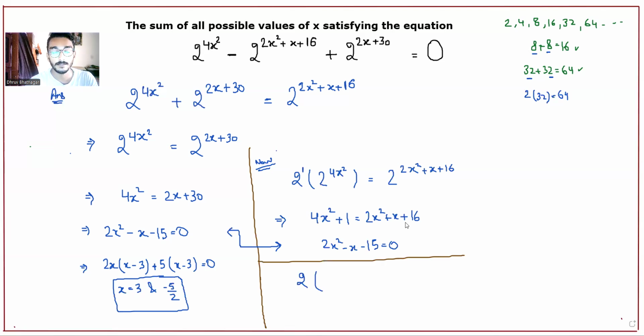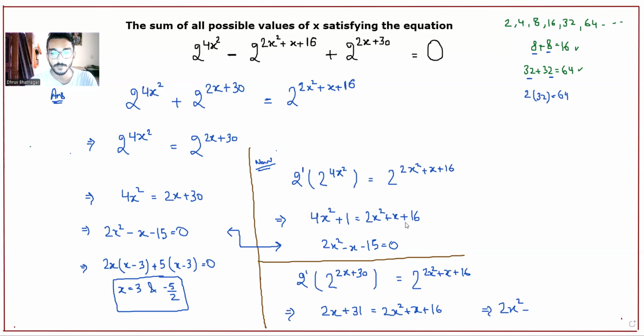If I have taken the second term, that is 2x plus 30, would I get the same equation back? Let's see. So the net power of left hand side is 2x plus 31 equals to 2x square plus x plus 16. I will get the same equation back. Correct. Means it is being verified. So I will get the roots 3 and minus 5 by 2. The sum of all the possible values is 3 plus minus 5 by 2, that is equal to half. So this would be our answer.